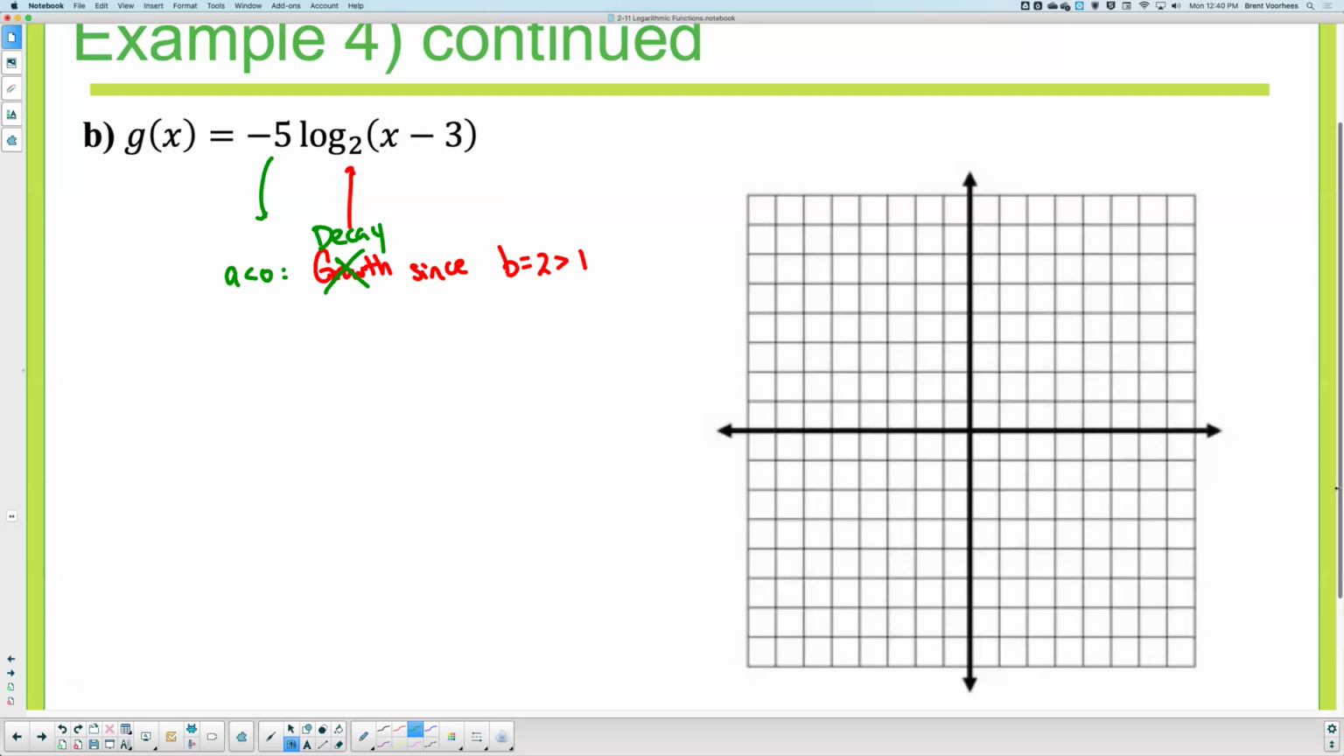So if your a is positive, you just go off the base. If your a is negative, it's going to be a liar. It's going to just go the other way. It'll be the opposite of what you would naturally think. Okay, it's that simple. No crazy rules with it.